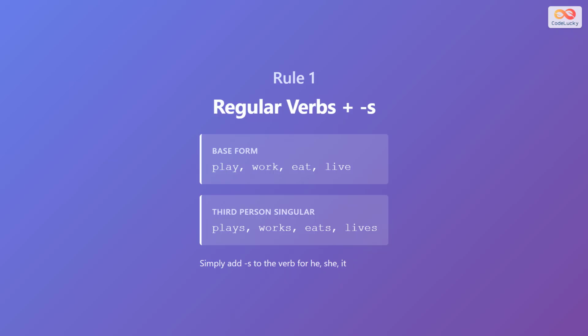Our first rule is for regular verbs. Most verbs simply add the letter S to form the third-person singular. For example, the verb play becomes plays when we say he plays. The verb work becomes works, eat becomes eats, and live becomes lives. This is the most basic and common spelling rule in simple present tense.